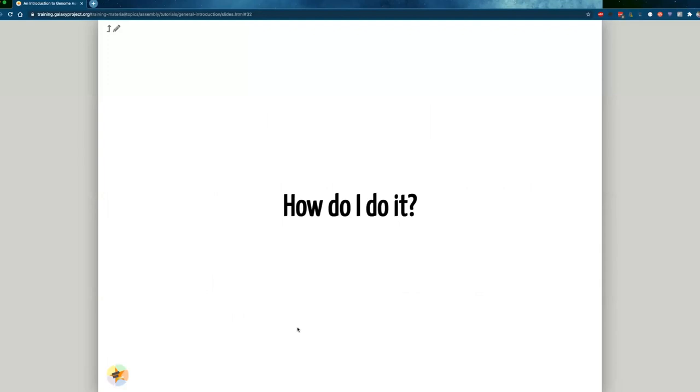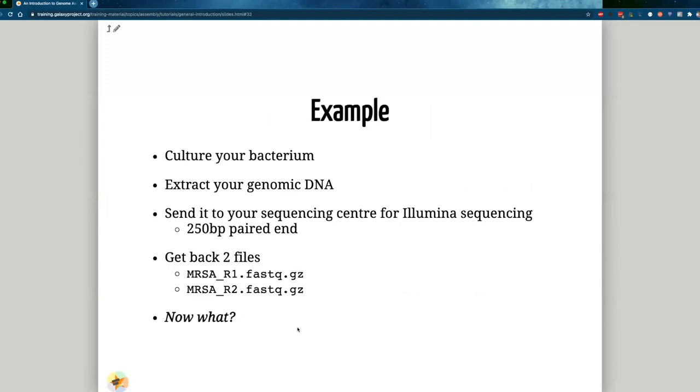So how do you actually go about doing an assembly? So we have an example. We culture our bacteria, we extract our genomic DNA, we send it off to a sequencing center for, say, Illumina sequencing. And what we get back is 250 base pair paired end. We get back two text files from a little vial that we sent off to our sequencing center. Now what do you do?